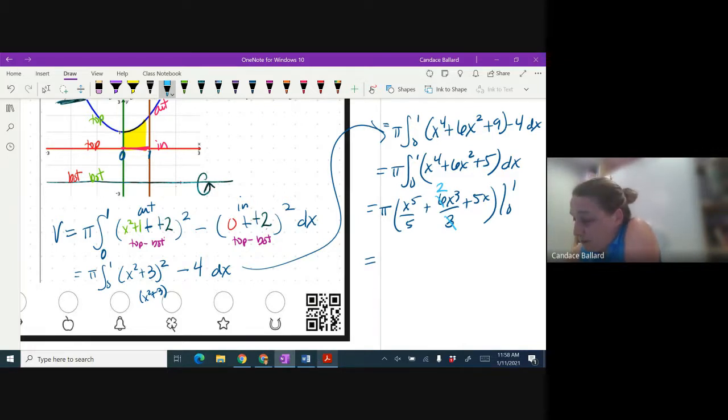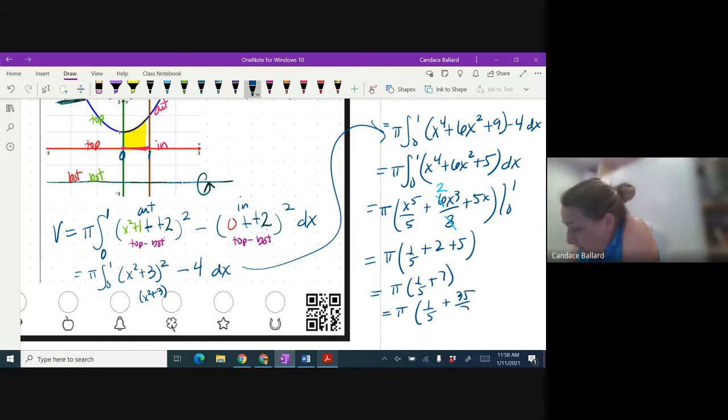Okay, so I'm going to plug in my 1. I probably didn't need to simplify there, but I did. Okay, plugging in the 1. We've got pi times 1/5 plus 2 plus 5, right? So let's see, that's pi times 1/5 plus 7. If I put 7 over 5, I would get 35/7. So, 35 fifths, not 7s, 36 fifths pi.